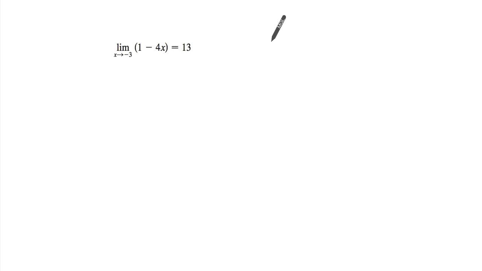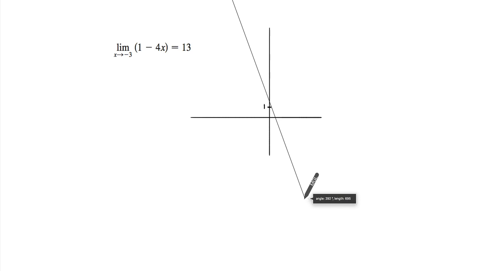Okay, so let me start with the concept that this is a line, 1 minus 4x. So here's 1. The slope is minus 4, so it's a line that's going downwards. Okay, like this. So let's say that's roughly the graph.